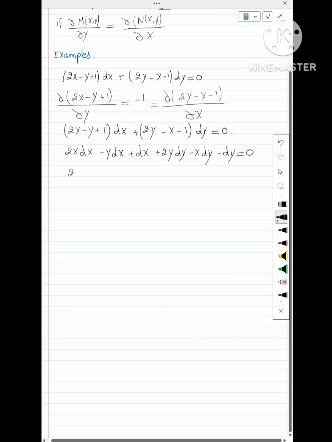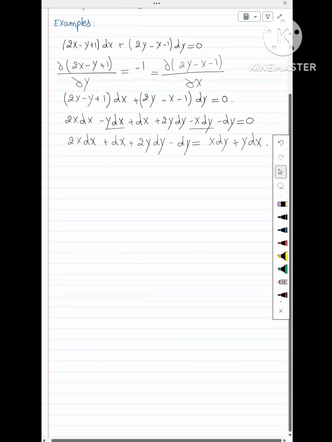So we will end up with 2x dx plus dx plus 2y dy minus dy, and this 2 is going to be on the other side. It's going to be x dy plus y dx.